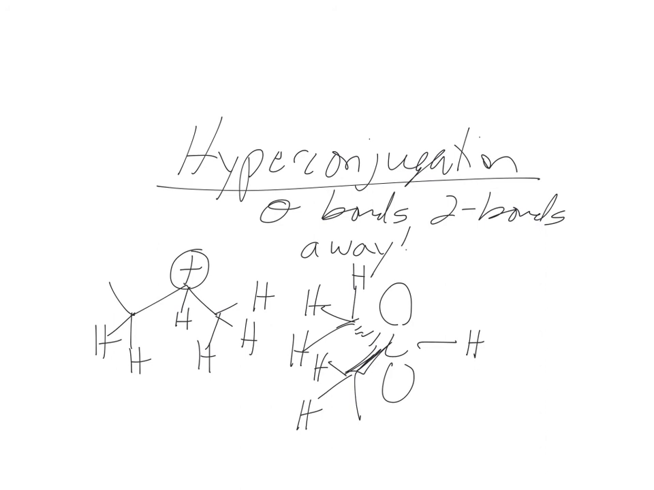Yes, so a tertiary would have a carbon here with 3 sigma bonds. That'd be better. Primary would have 1, and then a methyl would have H, H, and H. So a methyl would have nothing 2 bonds away. So it'd be the least stable.